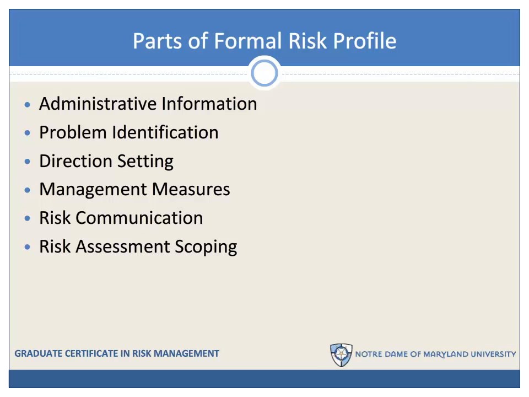Whether you've got 15 minutes to complete a profile or a year and a half, it can be helpful to consider the parts of the profile that might be useful in conducting your assessment, management, and communication activities. So here I list 6 categories, and we'll talk about each one. There's administrative information, problem formulation information, direction setting, risk management measures, risk communication, and scoping the risk assessment. We'll consider each of these.